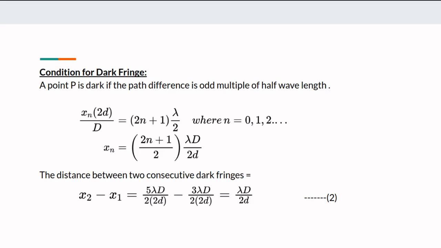Then study the interference, a superposition of two waves having the same frequency, in the first BSc classes. Then you get this equation. The condition for minimum intensity is that the path difference is equal to an odd multiple of lambda by 2. Then at distances xn is equal to (2n plus 1) by 2 into lambda D by 2d, you get a dark fringe.